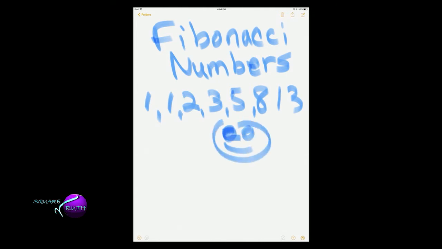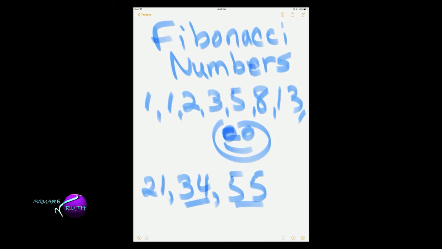Which I think is wonderful. Then this continues. This goes on forever. 8 and 13 make 21. 21 and 13 make 34. And these two make 55. Remember that sunflower? We had 34 in one direction, 55 in the other. These Fibonacci numbers are very important.